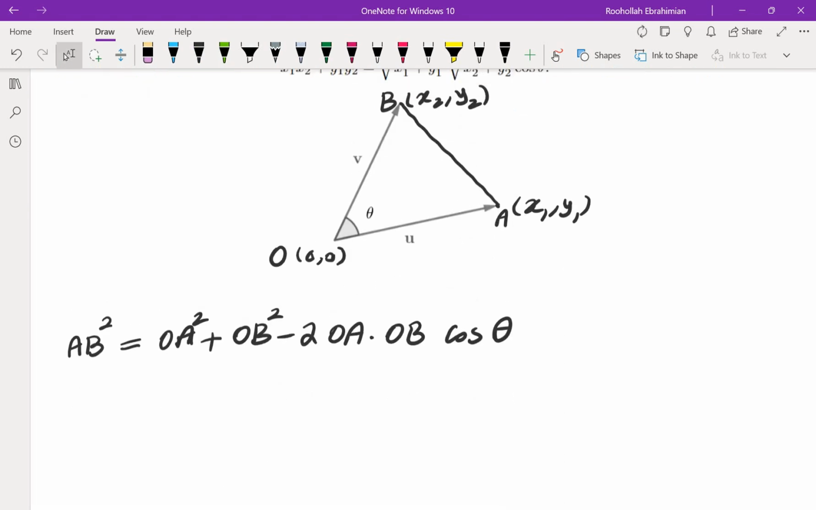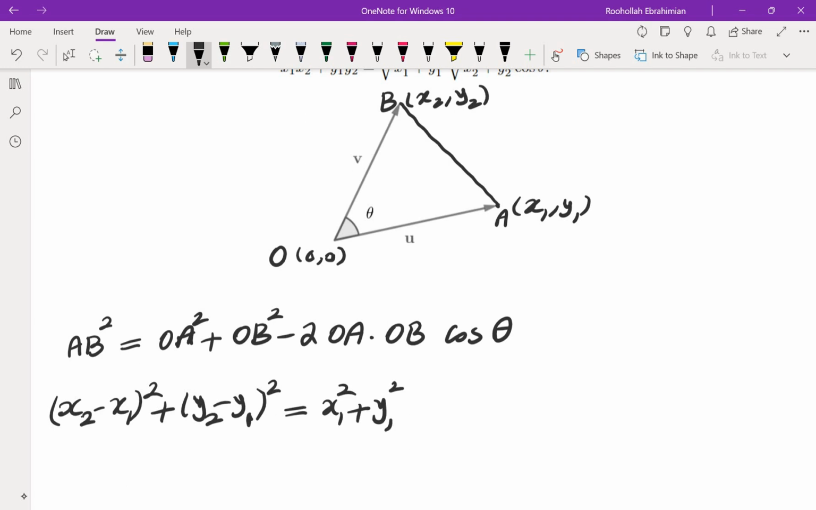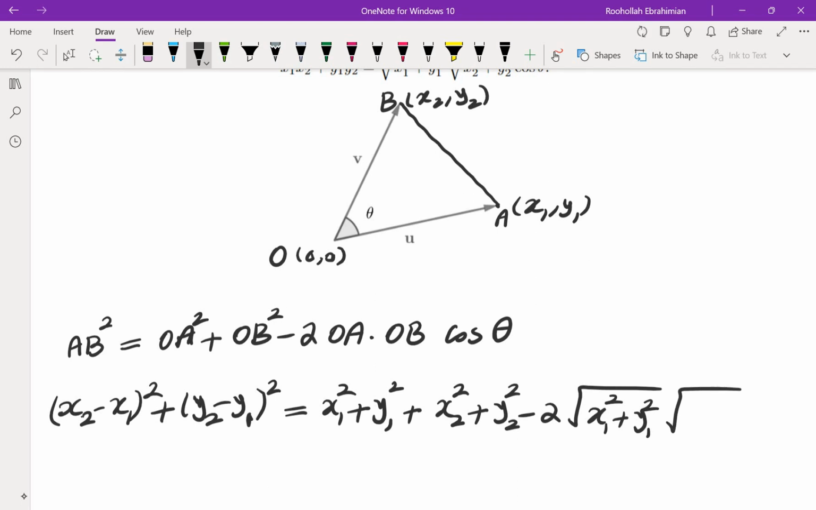We'll write down everything in terms of x1, x2, y1, y2. AB squared, using the distance formula, is (x2 minus x1) squared plus (y2 minus y1) squared. The distance between A and the origin squared is x1 squared plus y1 squared. The distance between B and the origin squared is x2 squared plus y2 squared, minus twice the distance between A and the origin, which is the square root of x1 squared plus y1 squared, times the distance between B and the origin, the square root of x2 squared plus y2 squared, and then we have cosine of theta.